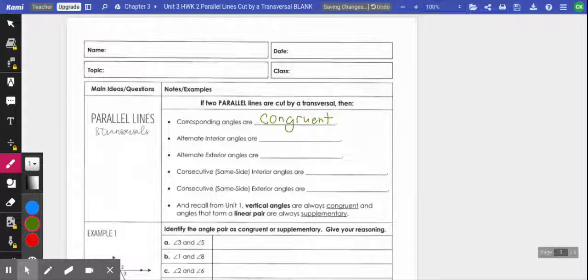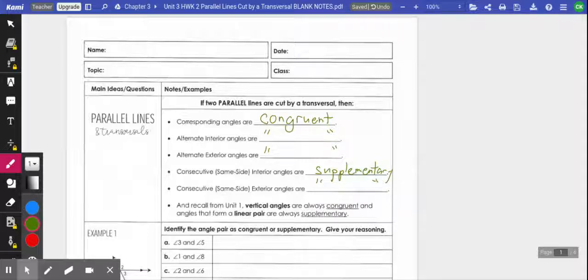The alternate interior angles are also congruent. The alternate exterior angles are also congruent. And then for the next two, the consecutive or same side interior angles and the consecutive same side exterior angles, they are both supplementary, or as we know, they add up to 180.